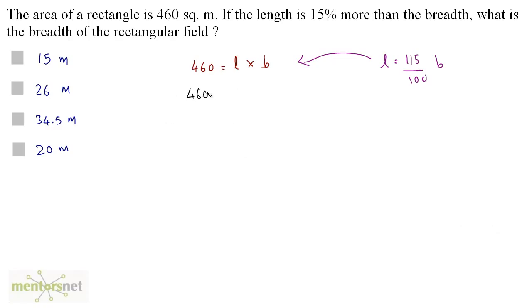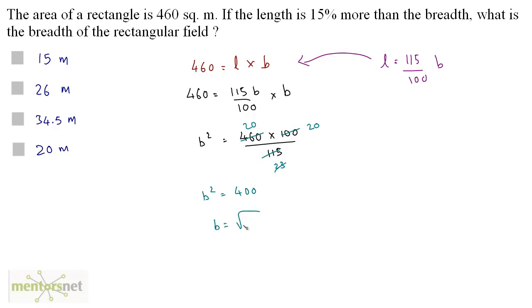So we have 460 is equal to 115 B upon 100 times B, right? So we have B square is equal to 460 times 100 divided by 115. Now 5 times 23 is 115 and 5 times 20 is 100. 23 times 20 is 460. So we have B square is equal to 20 times 20, which is 400, and B is equal to under root of 400, and therefore we have B is equal to 20 meters. So option D is the correct answer.